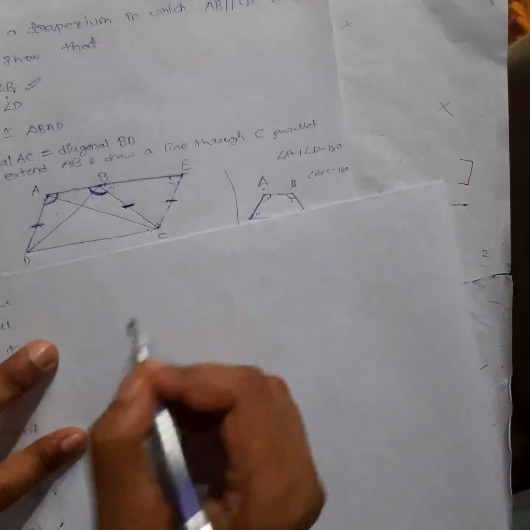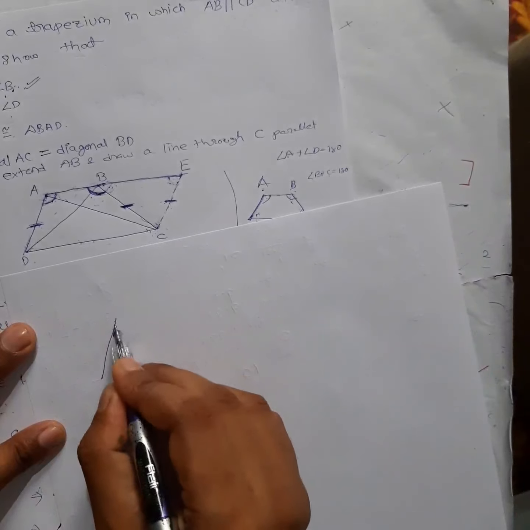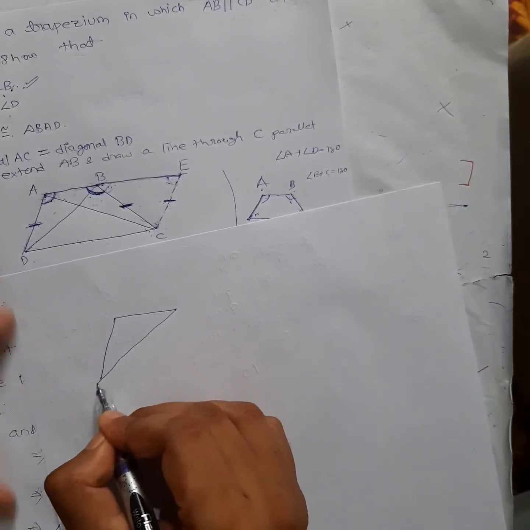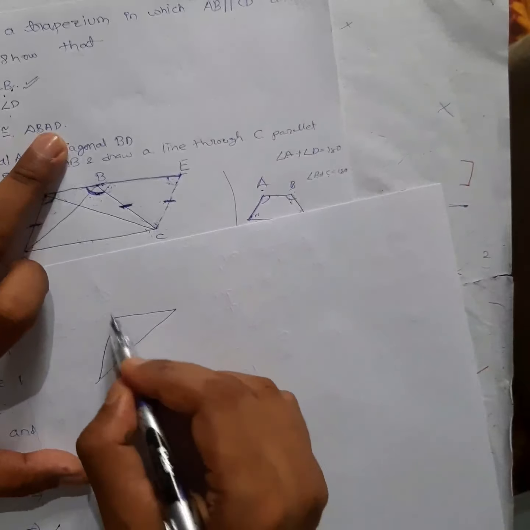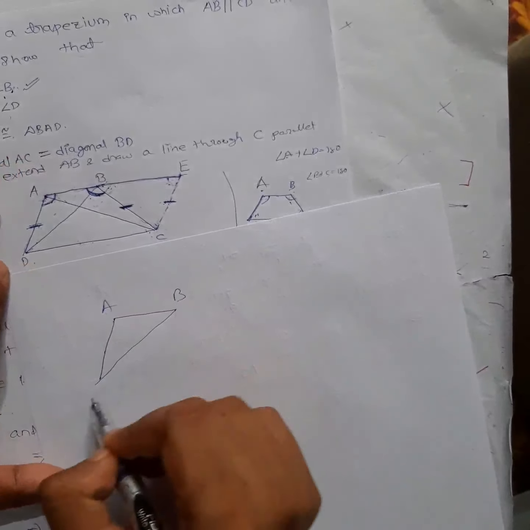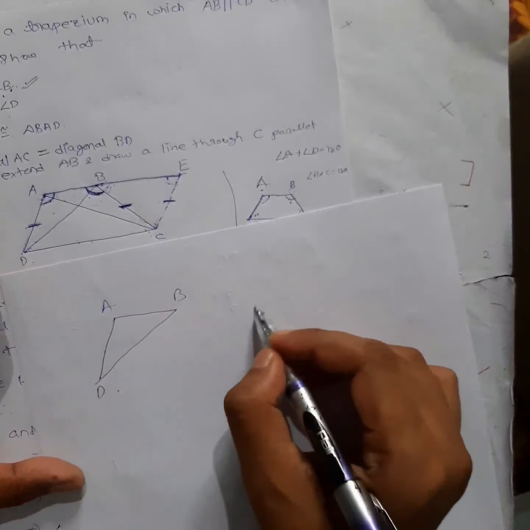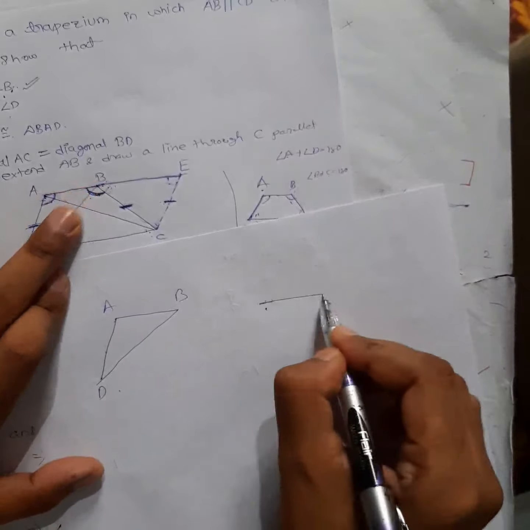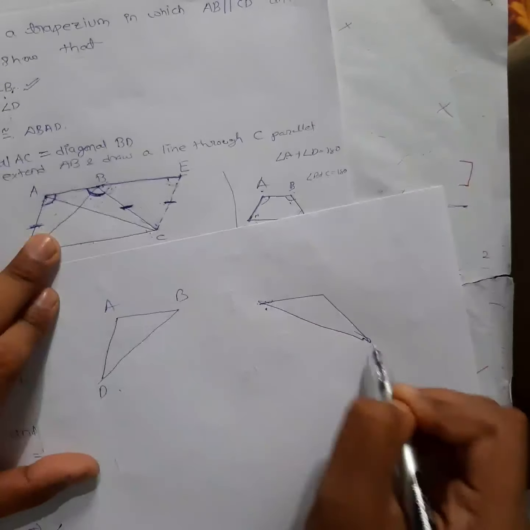Okay, you might be confused here. Let me draw this diagram separately. This is BAD, this one. Let me write down here ABD, and ABC. ABC is which one? This portion ABC. Separately I have drawn. Okay.